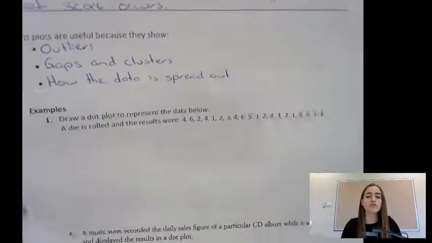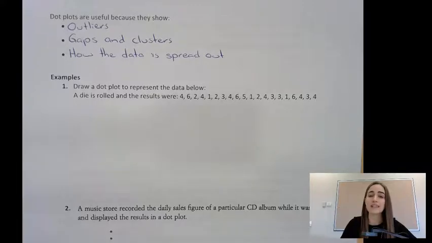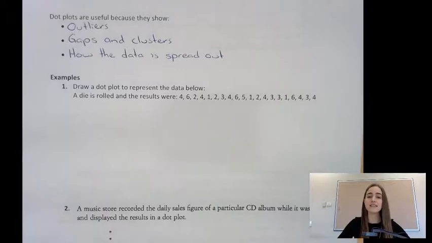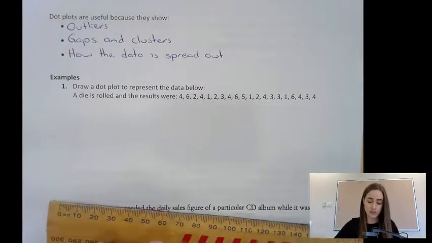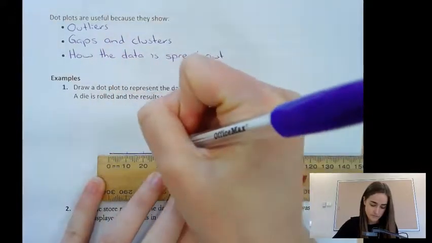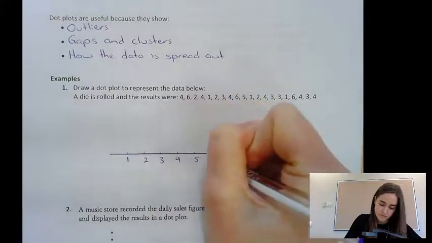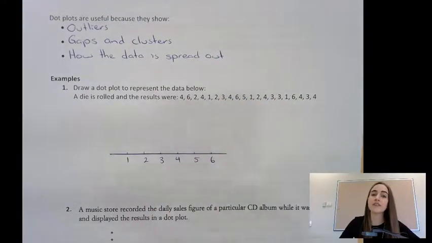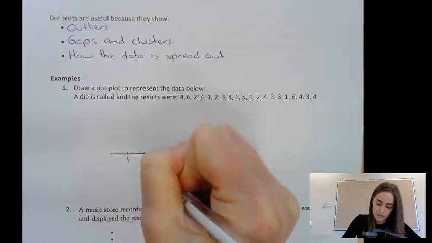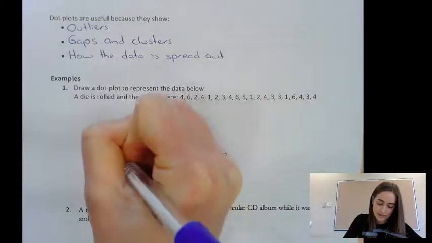So we're asked to draw a dot plot for the data below. A die is rolled and the results are listed there. So the lowest number we have in there is a 1 and the highest is a 6. So when we're drawing our scale, it needs to go from 1 to 6. Now just make sure that all your scores are evenly spaced out as well. And then we're going to have number rolled as the title of that axis.